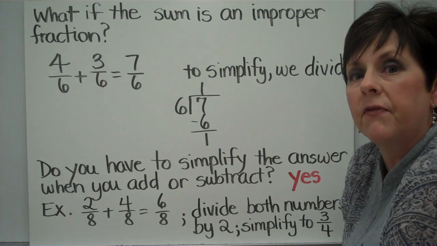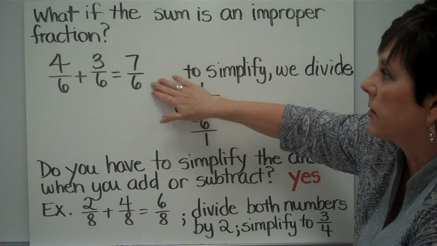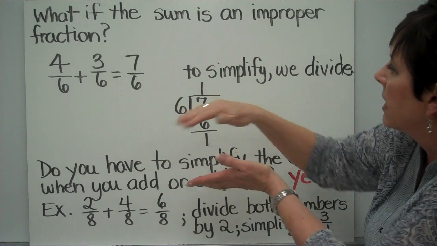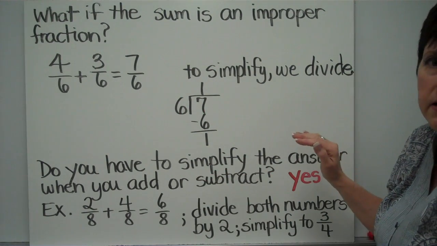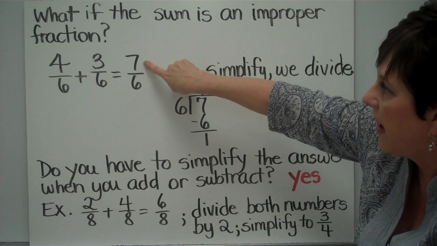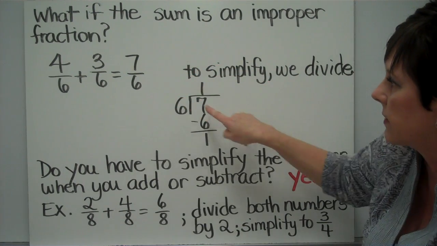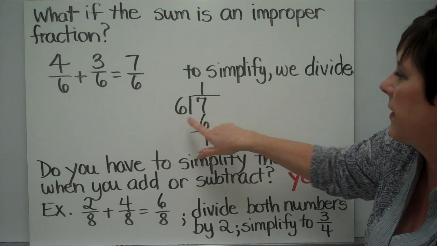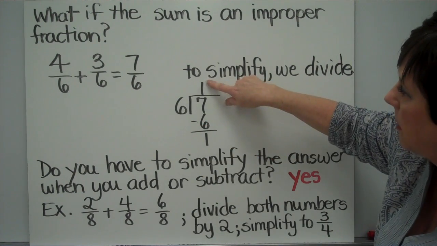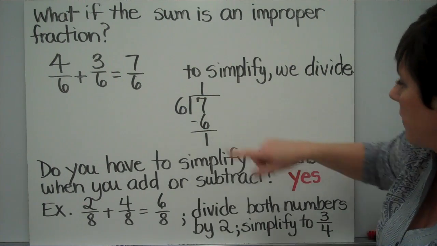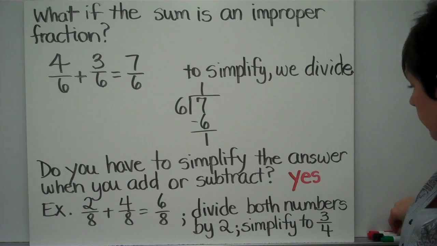We usually simplify that. This is called an improper fraction because the numerator, or the top number, is bigger than the bottom number. So to simplify it, we divide. We always divide when it is an improper fraction. 7 divided by 6. Well, let's see. 7 can be divided by 6 one time. 1 times 6 is 6. Subtract. 7 minus 6 is 1.